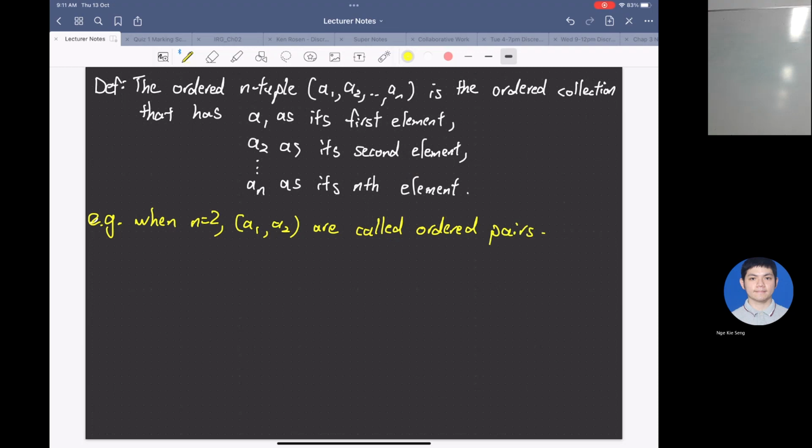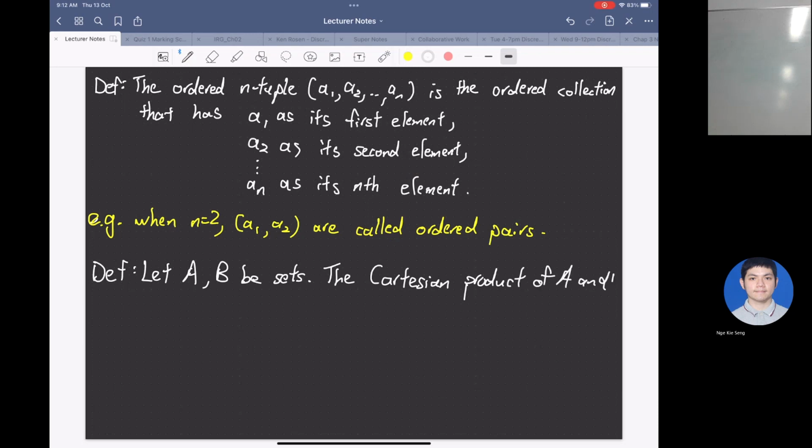Okay. So we'll define the product of two sets using this. The product we are looking at is called the Cartesian product. Let A and B be sets. The Cartesian product of A and B, which we denote as A cross B, is another set. Set of what elements? The set of all ordered pairs.